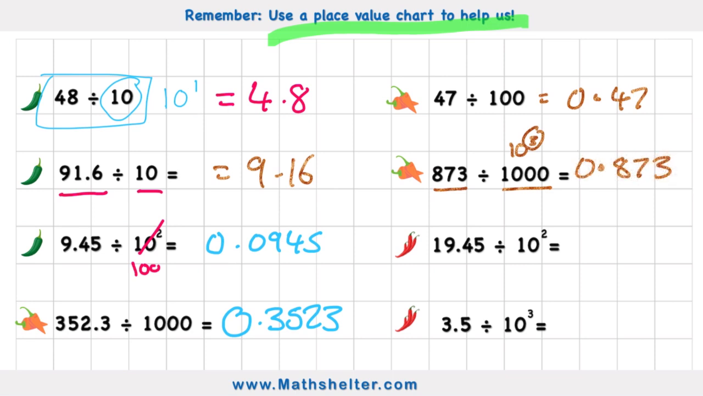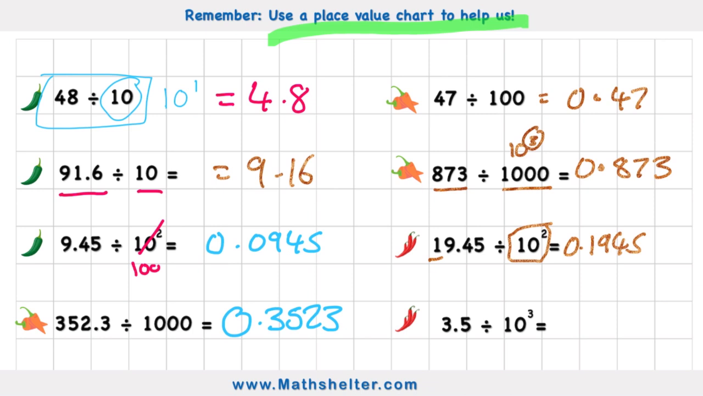0.873 as my answer. 10 to the power of 2 means I'm going to be moving 2 places, and the 1 in my tens column will therefore be in my tenths column. So again, 0.1945 would be my answer.